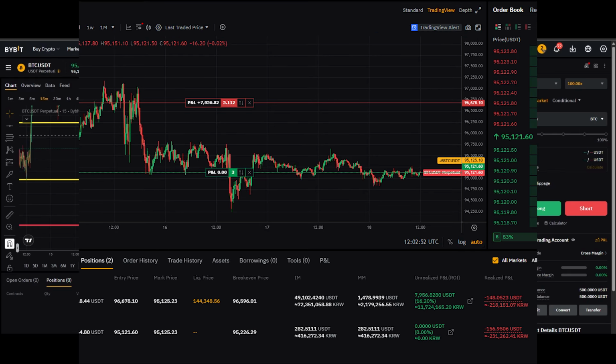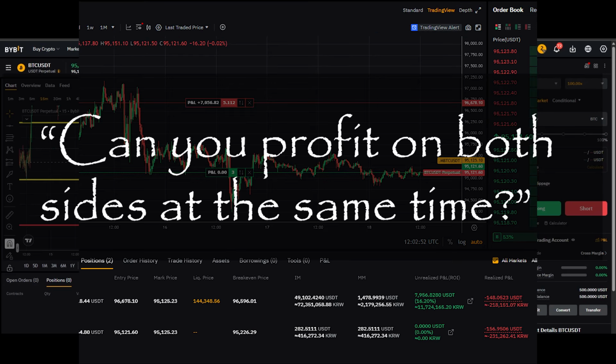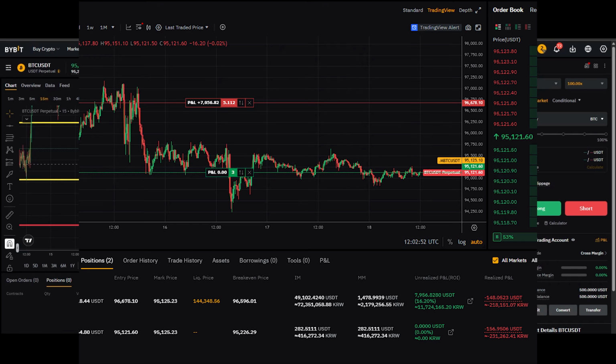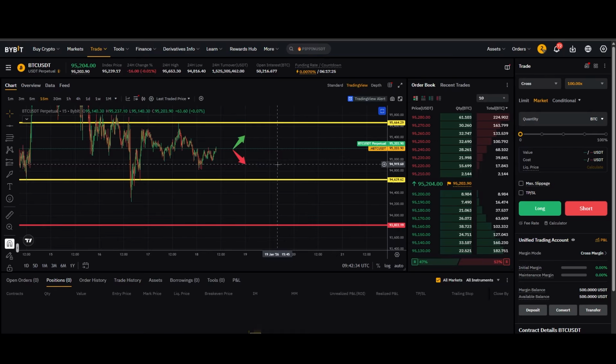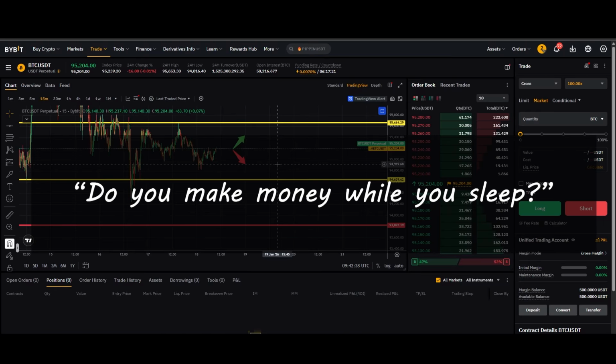Right now, I'm holding a long position, and at the same time, I'm making money from a short position. Yes, long and short, at the same time. Do you know how that's possible? A system that automatically enters trades when a specific price is broken. A system that even takes profit for you while you're asleep.